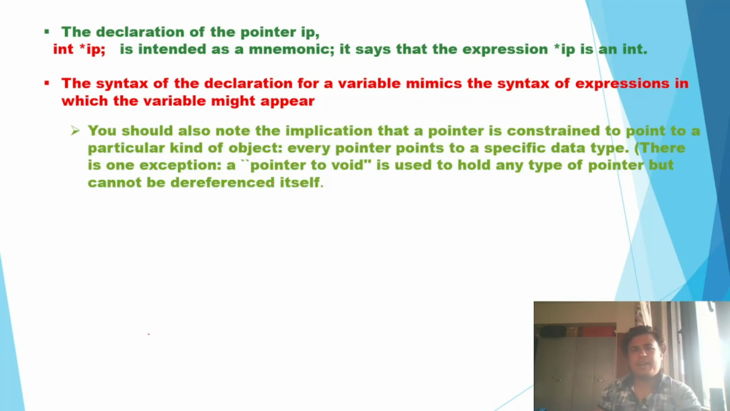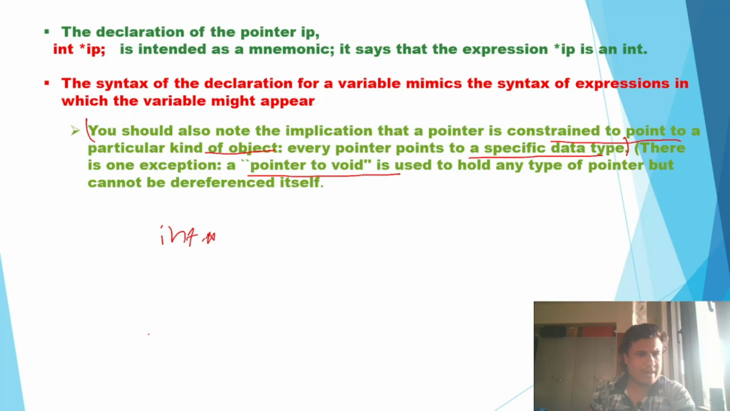You should also note the implication that a pointer is constrained to point to a particular kind of object. Every pointer points to a specific data type. Everything in code is, in a naive way, an object. So it will depend on the specification we have provided. If it is int, it will point to an integer variable. If you use float here, it will point to a floating point variable.